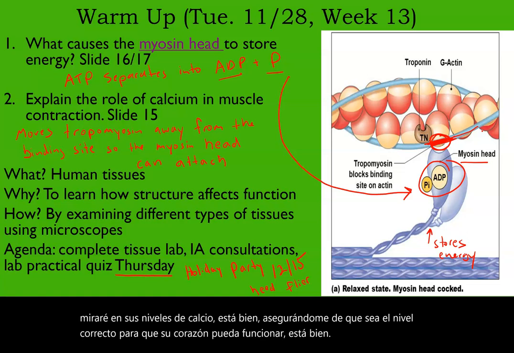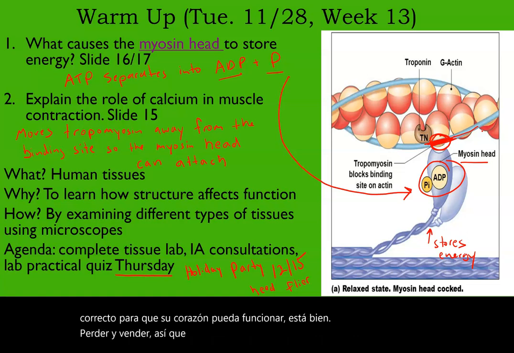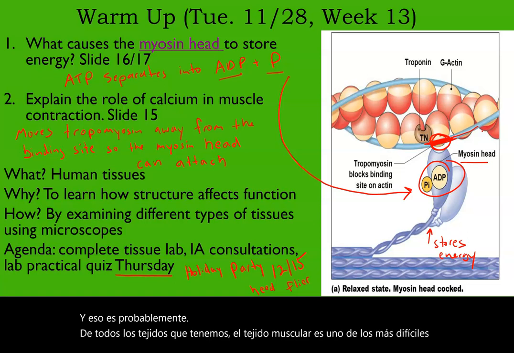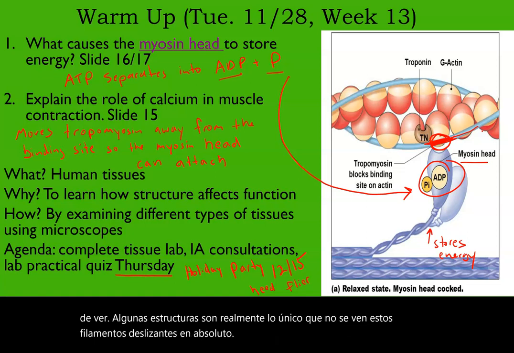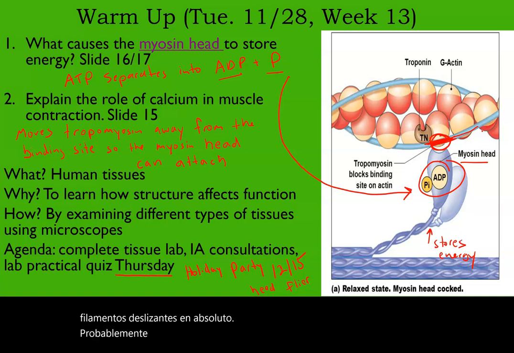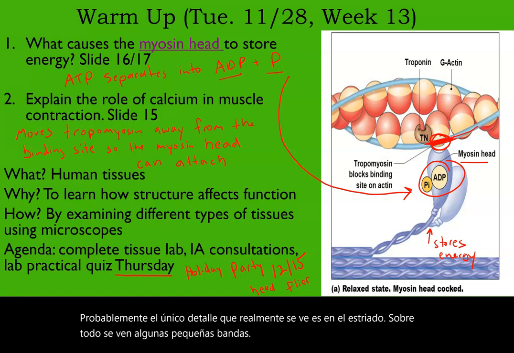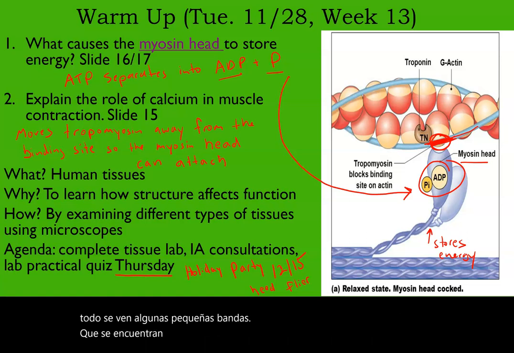muscle cell. So it's complicated, right? A lot of parts involved, sliding filament theory. And of all the tissues that we have, the muscle tissue is some of the hardest to actually see some structures. You're not seeing these sliding filaments at all. Probably the only detail you really see is in the striated muscle. You see some little bands, which are in between the sarcomeres. So the rest of them have a lot more detail than the muscle cells, unfortunately.